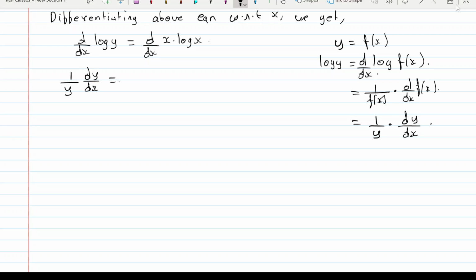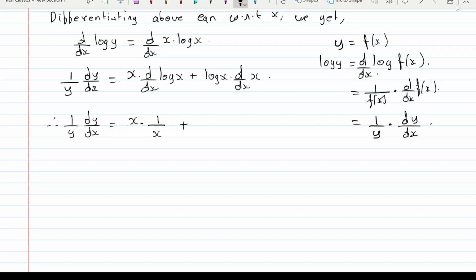Now this is product rule. Simple product rule again. So it is x into d by dx of log x plus log x into d by dx of x. And so therefore 1 upon y dy by dx is equal to x into d by dx of log x, which is 1 by x, plus log x into 1. So x and x cancel. Therefore 1 upon y dy by dx is equal to 1 plus log x.